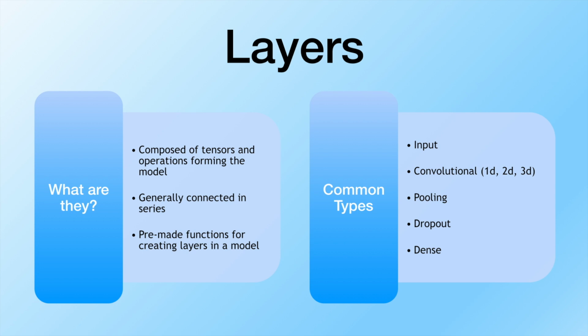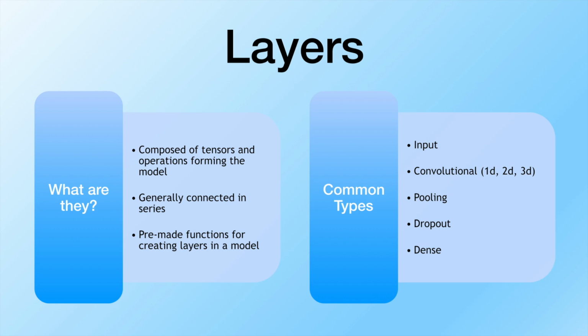Now that we've covered tensors and their operations, as well as loss functions and optimizers, we can move on to layers and how they fit into a model. Layers are usually just a collection of nodes that are composed of tensors and tensor operations. Most of the time they're connected in series, but some parts of models will have them connected in parallel. TensorFlow offers pre-made functions for creating layers in a model, which is much better than having to code them from scratch. Some of the common types are input, convolutional, pooling, dropout, and dense layers.